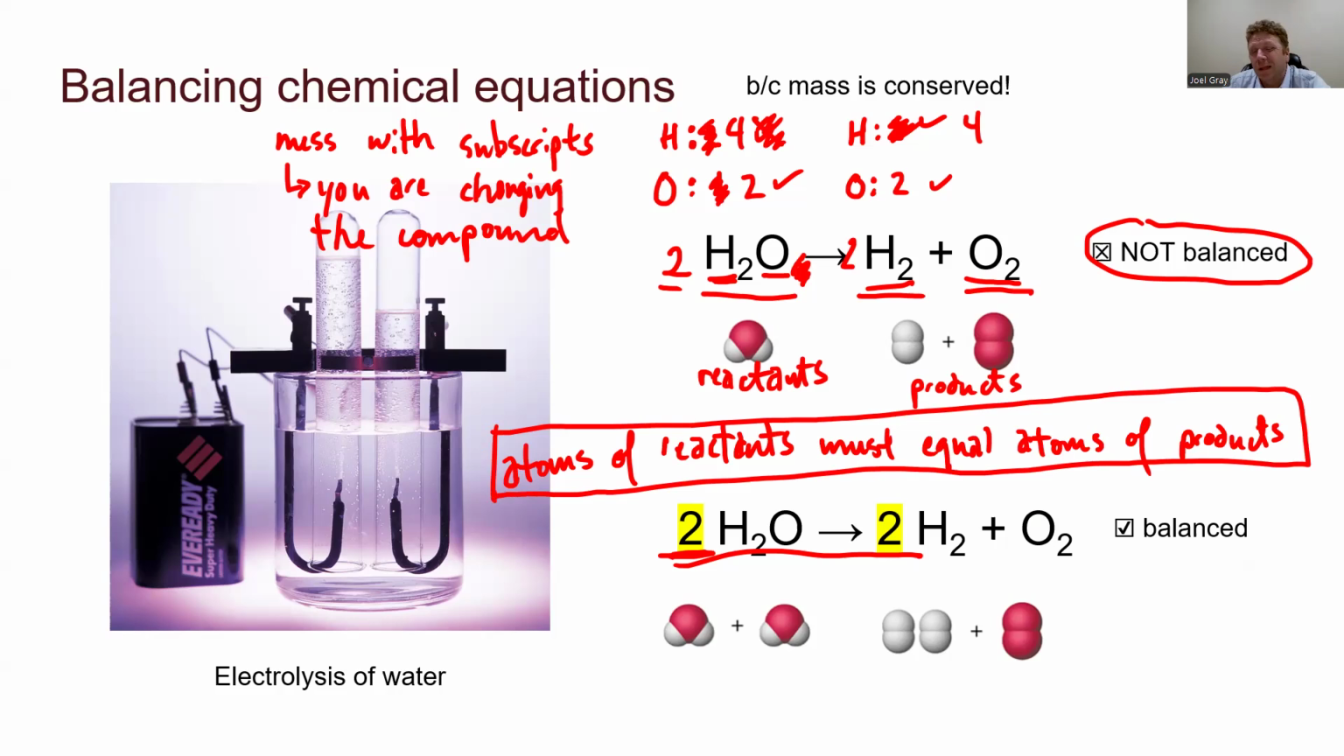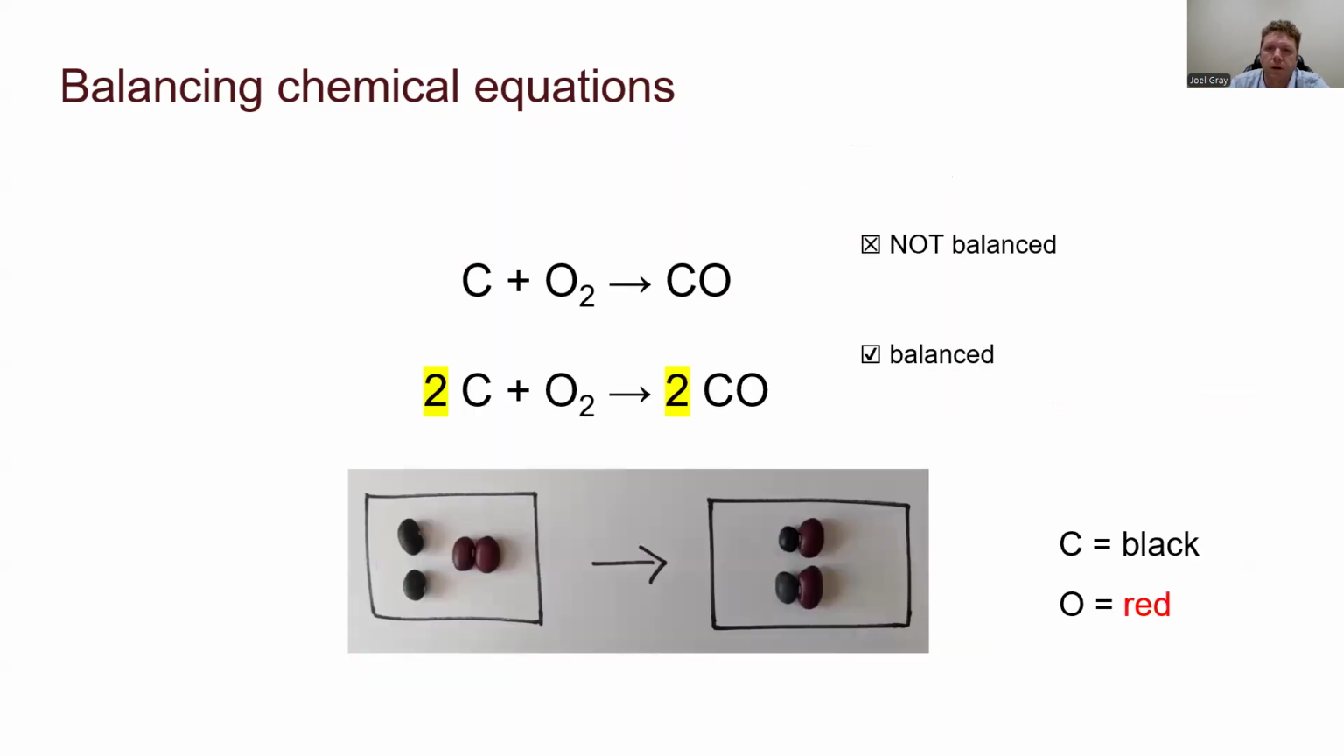It's not the number, but the identity of them has to be identical, or the number of the identified atoms has to be identical. If you have 14 oxygens on the reactant side, 14 oxygens on the product side. If you have 36 magnesium, you've got to have 36 magnesium on the other side. So we have to balance them by playing around with these coefficients.